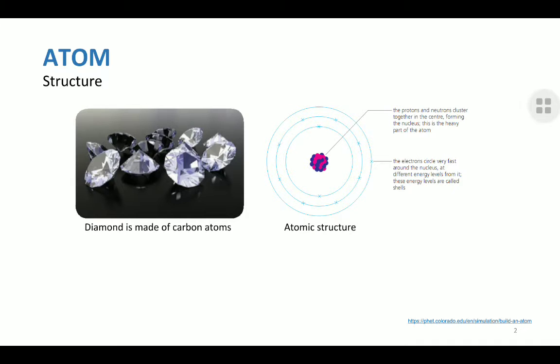So here is the structure of an atom. We have the nucleus and then the shell. Inside the nucleus, we have protons and neutrons, and orbiting the nucleus, we have electrons.